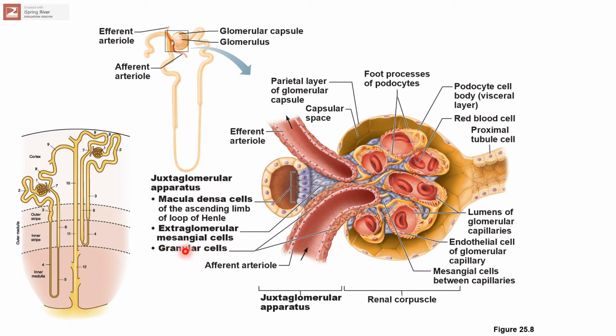And the other important part of the juxtaglomerular apparatus is the extraglomerular mesangial cells. The extraglomerular cells are basically the cells that connect the macula densa to the granular cells and help them communicate. Right over here, you have a whole bunch of gap junctions that pass signals between the macula densa and the granular cells.